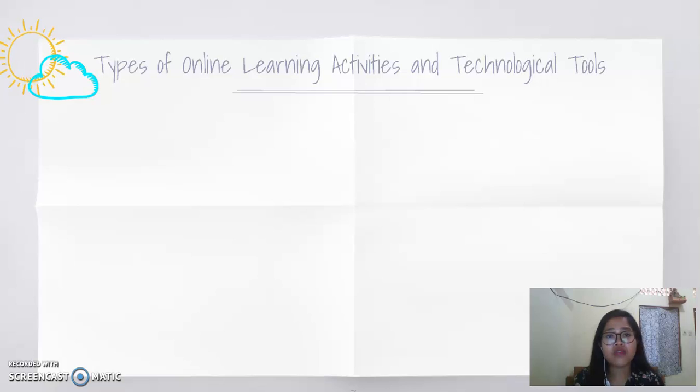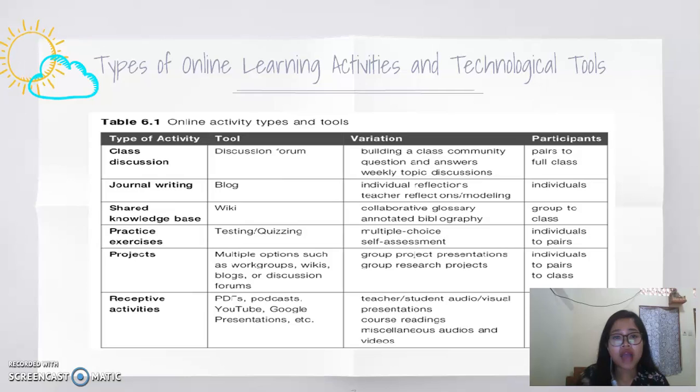Next is types of online learning activities and technological tools. I have a table here that represents the types of online learning activities. There are 6 types. The first one is class discussion, and the tool used is a discussion forum, and the variations are building a class community, question and answer, and weekly topic discussion. The participants here are peer to full class. And then second, journal writing, and the tool is a blog.